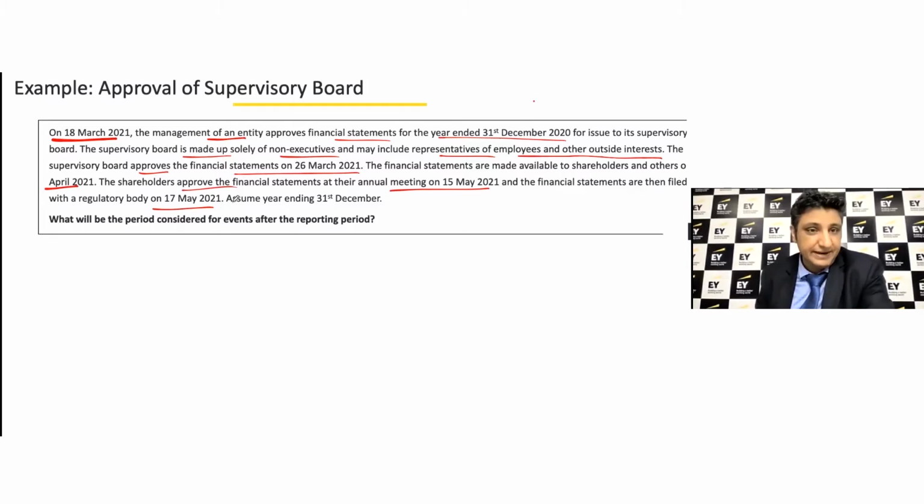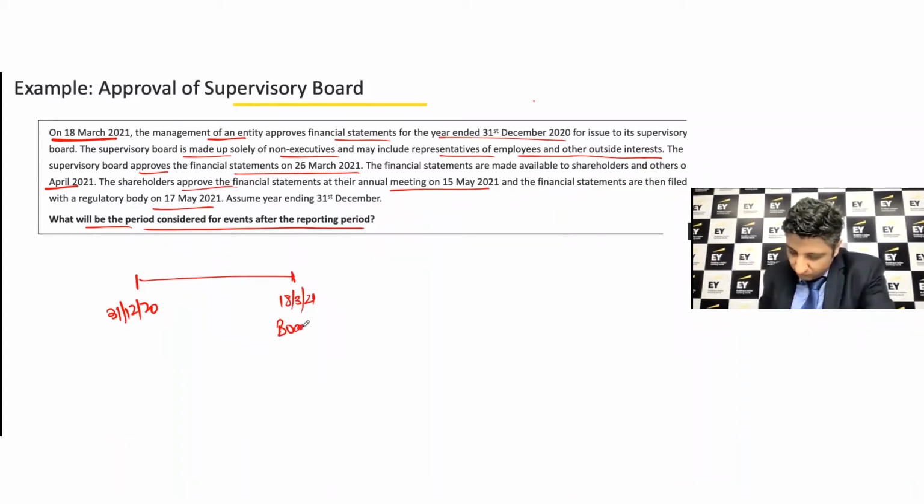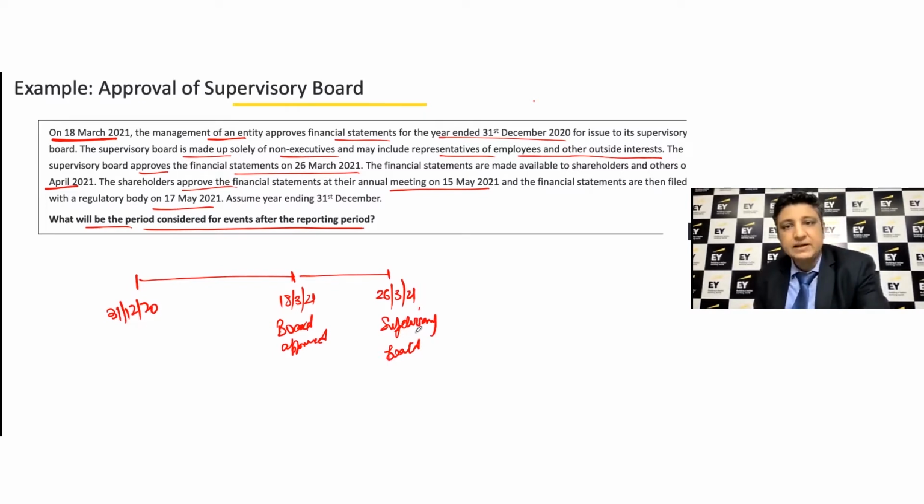So many dates, right? The question is, what will be the period considered for event after the reporting period? Now, let's start with the end of reporting date, 31st of December 2020. That's my reporting date, or the period end. We are given that on 18th of March, the management approved it. So let's say the board approval is there. And then we are looking at, of course, 26th of March, supervisory board comes in picture, which solely comprises of, by the way, non-executives and representatives of employees or other outside interests. We're also looking at 1st of April 21, which is basically the date the financial statements are made available.